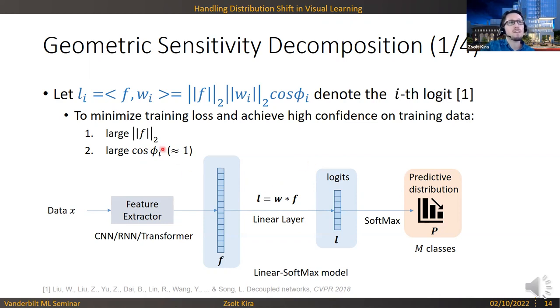There are also prior works that show that these two components have sensitivity to different types of distribution shifts. Specifically, the norm is more sensitive to things like covariate shift, that is the shift in the input distribution, which makes sense. And the angle is more sensitive to semantic or interclass distances. And so we'll leverage that later on as well.